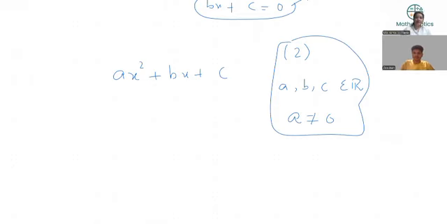Now if I write an equation 2x cubed plus 4x plus 5, is this a quadratic equation? No, this is a cubic equation. Cubic. Very good.